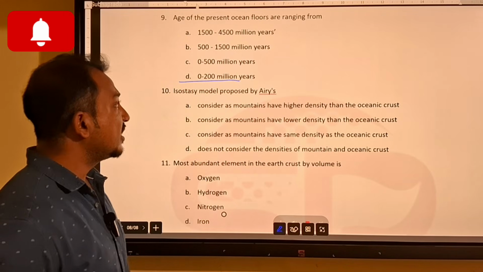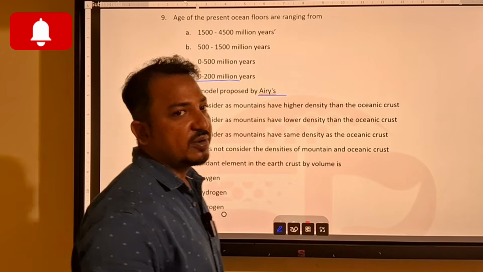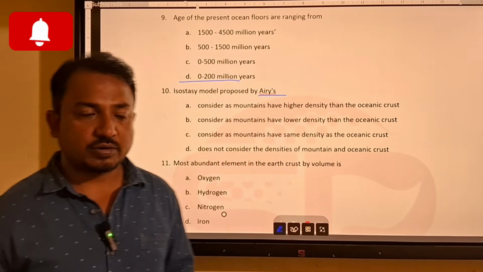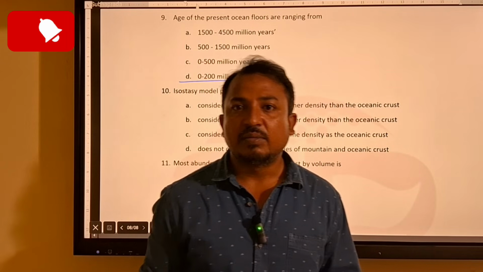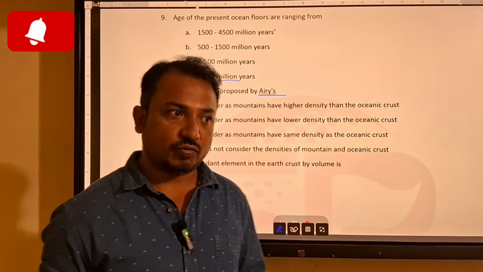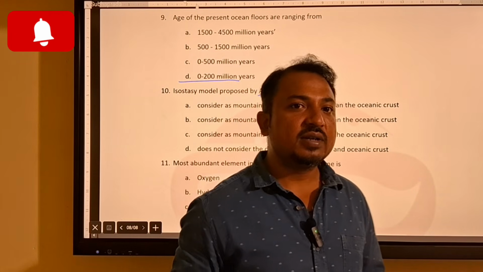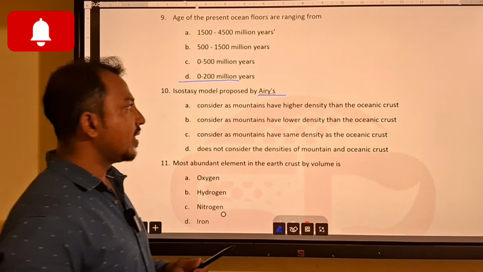Then we come to the isostatic model proposed by Airy. Airy proposed an isostatic model which states that the crustal part has the same density but unequal thickness. So all the crustal parts, whether continent or ocean, have the same density. The thickness will be different.